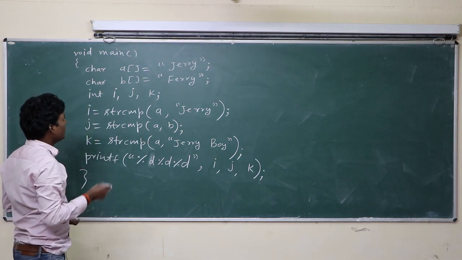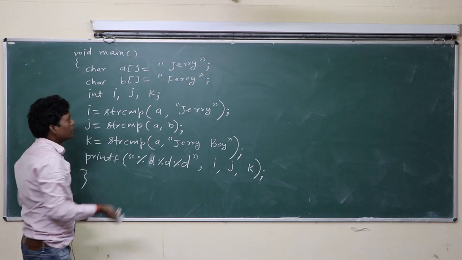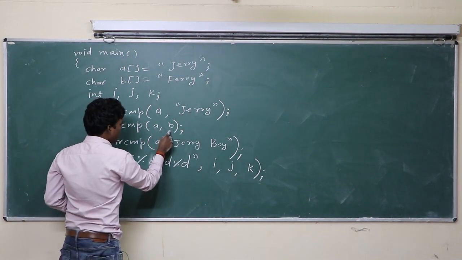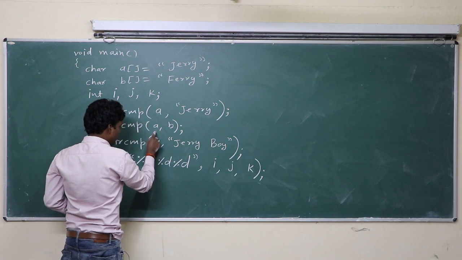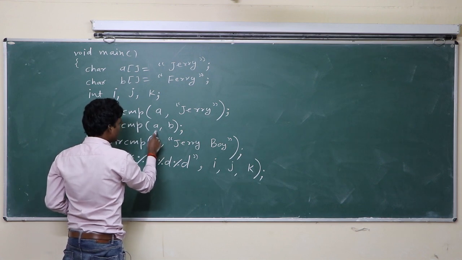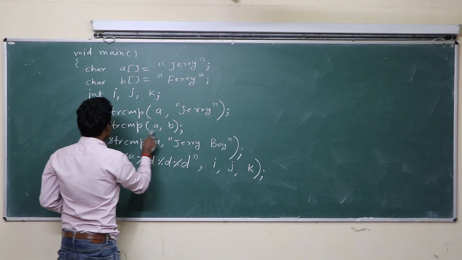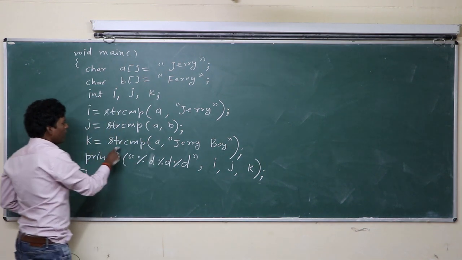E, F, G, H, I, J. There is a 4. There is a difference. Here is J, here is F. The difference between their ASCII values is only 4. So 4 is assigned to j.